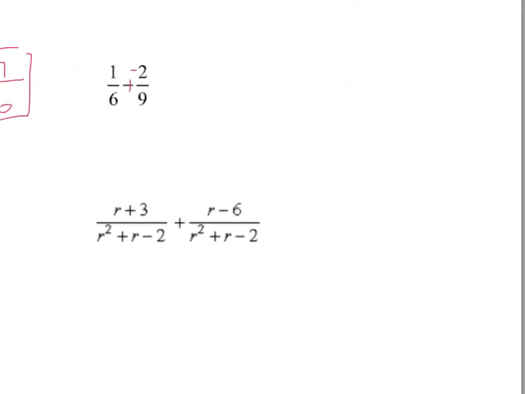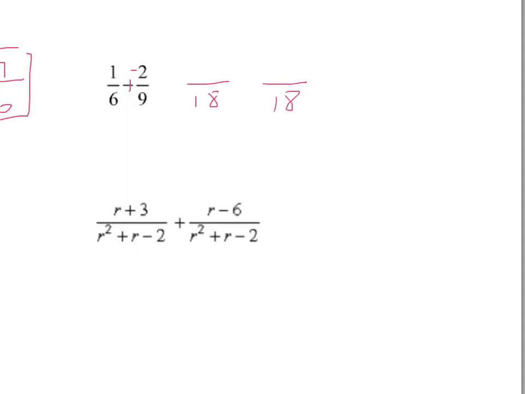Next one, 6 and 9. So what's the least common multiple, is the phrasing you'd use here. The lowest number that both numbers can go into. So we're looking for the least common multiple. So if I go 9, the next multiple would be 18, and 6 does go into 18. So we would make the common denominator be 18.